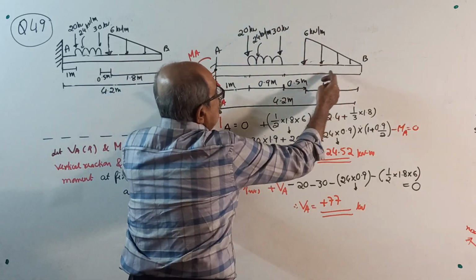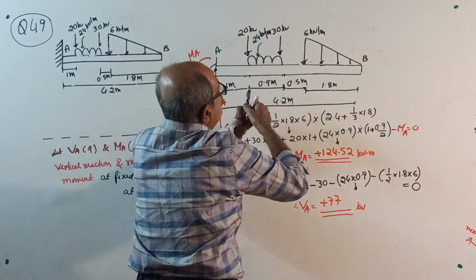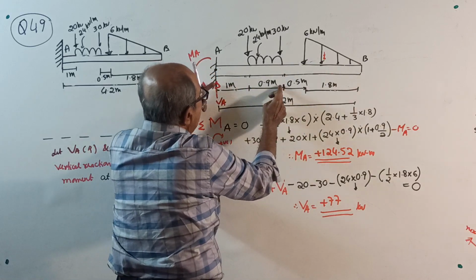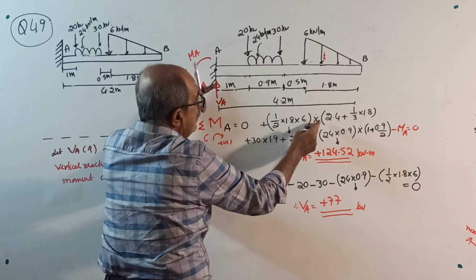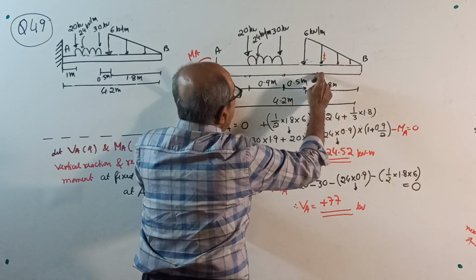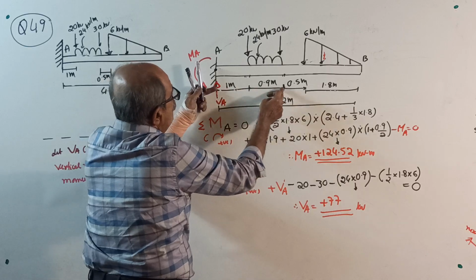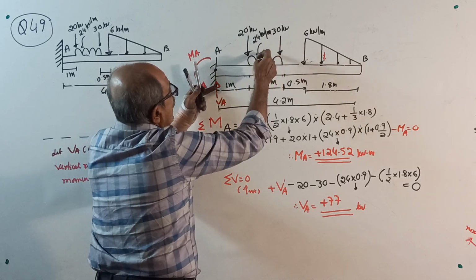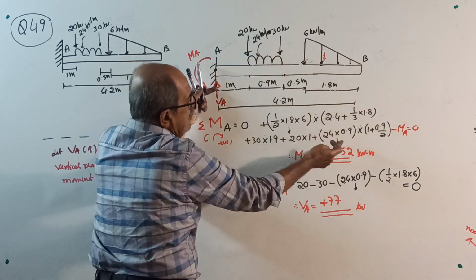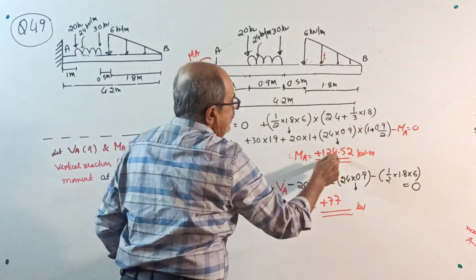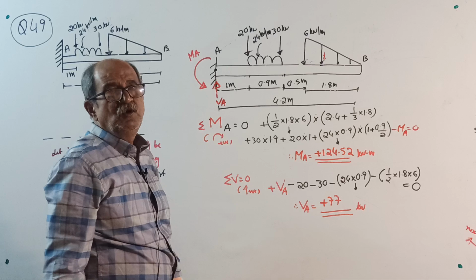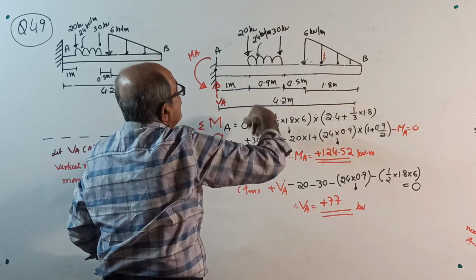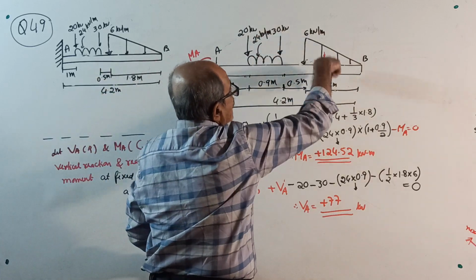Start from the order. Plus half into 1.8 into 6 is the total load. It will act somewhere here. Into 1 plus 0.9, 1.9 plus 0.5 is 2.4, plus another 1/3 of 1.8, plus 30 into 1.9, plus 20 into 1, plus 24 into 0.9 is the total load, into 1 plus 0.9 by 2, minus MA equal to 0. MA will come 124.52 positive.